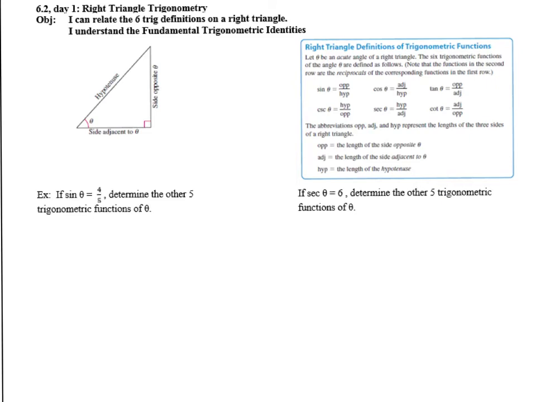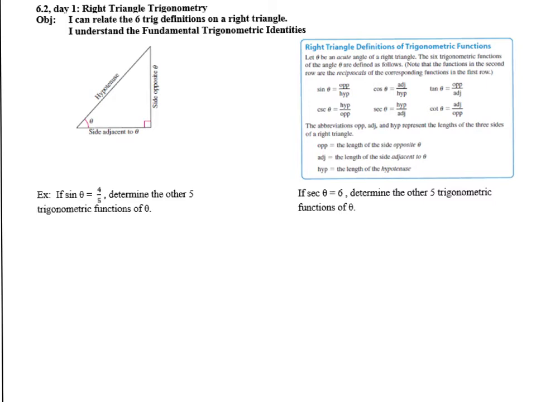6-2, day 1 is where we're at, okay? Remember in 6.1, we really just kind of focused on angles, okay? How we measure them, degrees or radians, their definition, complements, supplements, coterminals, all that stuff. The focus in 6.2 is going to switch to what we call the trig functions, okay?